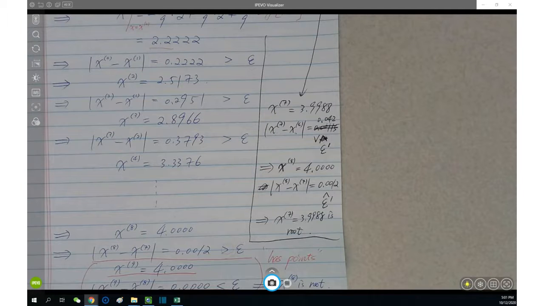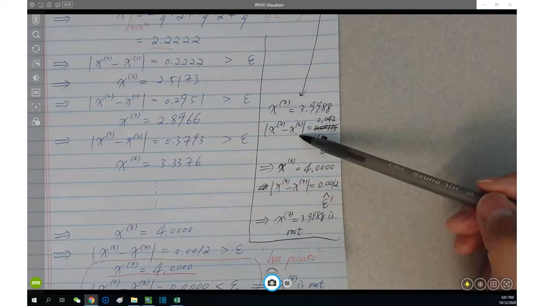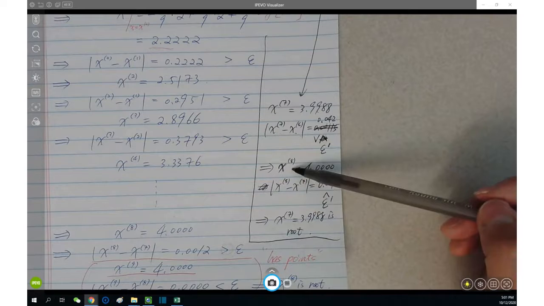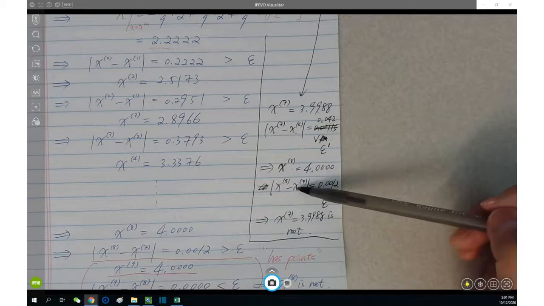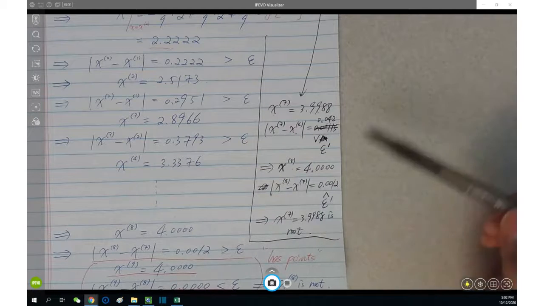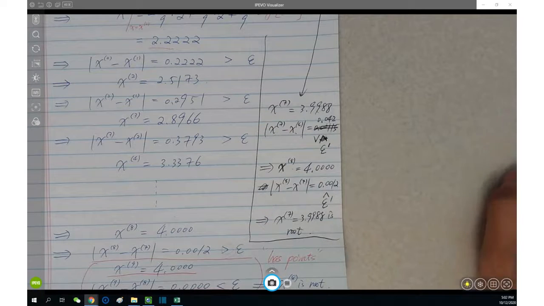Once again, x of 7, you reach this value. By checking the difference with the 6th step, you see you need x of 8. From checking the difference between 8 and 7, you see that x of 7 is the root, because the difference between these two is already less than the required epsilon prime. That's why x of 7 is the root.